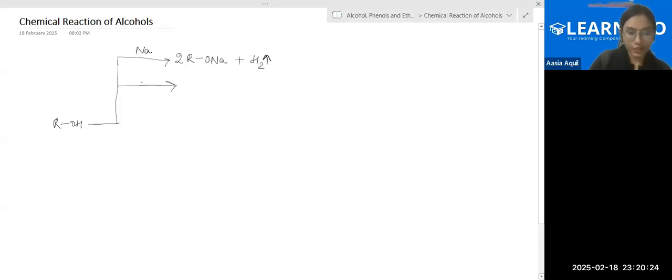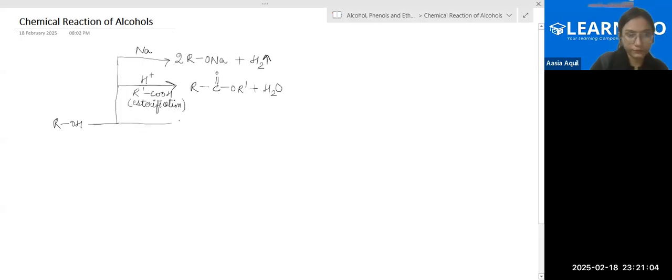If you do an esterification reaction in the acidic medium, that is H plus ion will be there, and you use R' COOH, that is carboxylic acid, this process is known as esterification. Esterification is the reaction between alcohol and carboxylic acid. We will get ester, RCOOR', and water will be released.